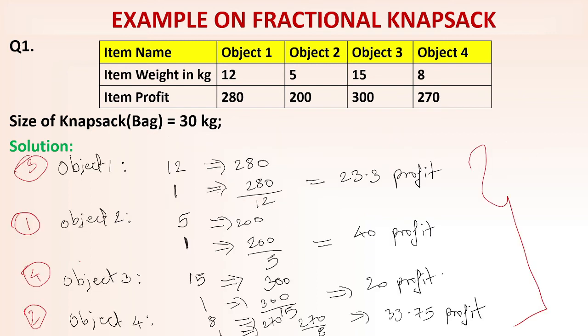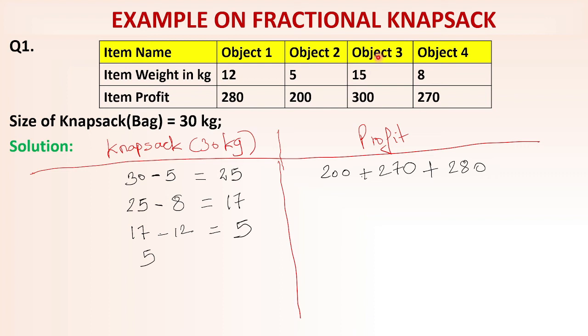Now the new capacity of the knapsack is 5 and the only object remaining to be put inside the knapsack is object 3, because it was giving the lowest profit, that is 20. So now we can put object 3 inside the knapsack. But object 3 weight is 15 and the capacity of the knapsack is only 5. It can at the most accommodate only 5 kg. But object 3 size is 15 kg. So I cannot take the entire 15 kg of object 3 inside the knapsack, but I can take some part of it.